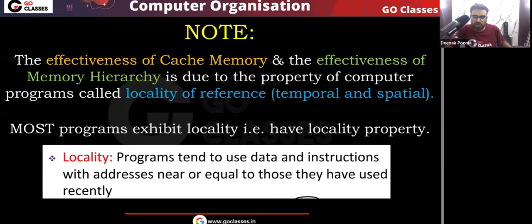If the majority of programs didn't have temporal locality or spatial locality, or I can say the locality property, then remember, this cache memory concept would not be effective, and also this memory hierarchy concept would not be effective. Because of the locality property, these two concepts are effective, and that is the reason we use these concepts in modern computer systems. Very simple point.